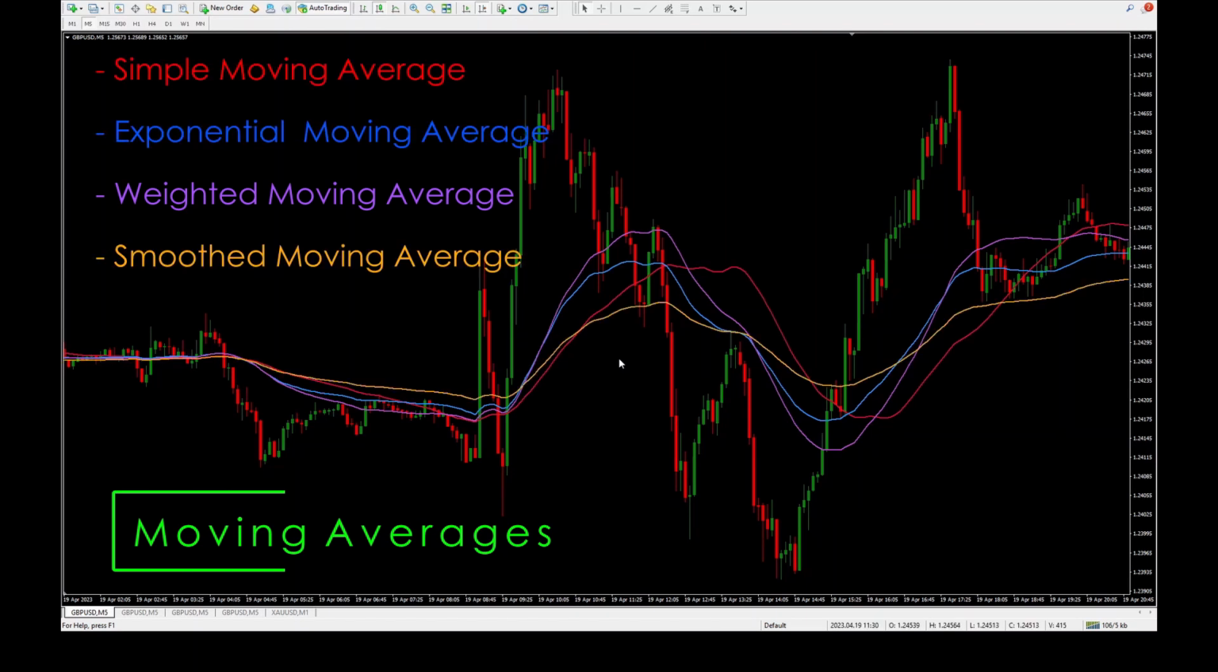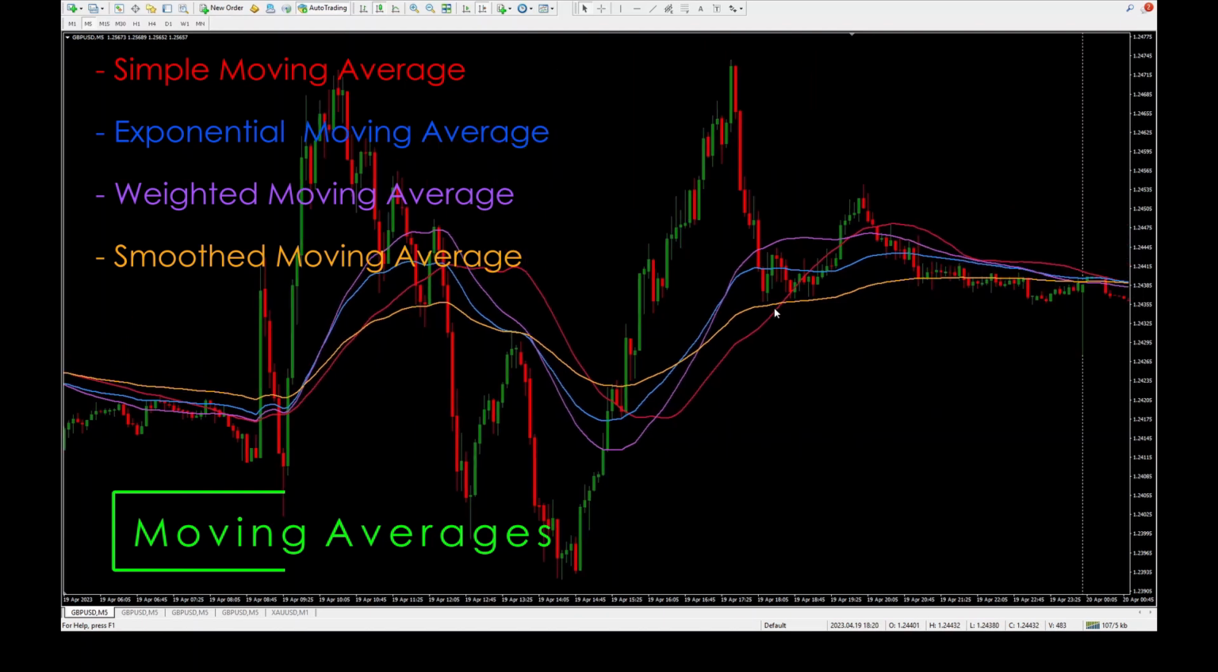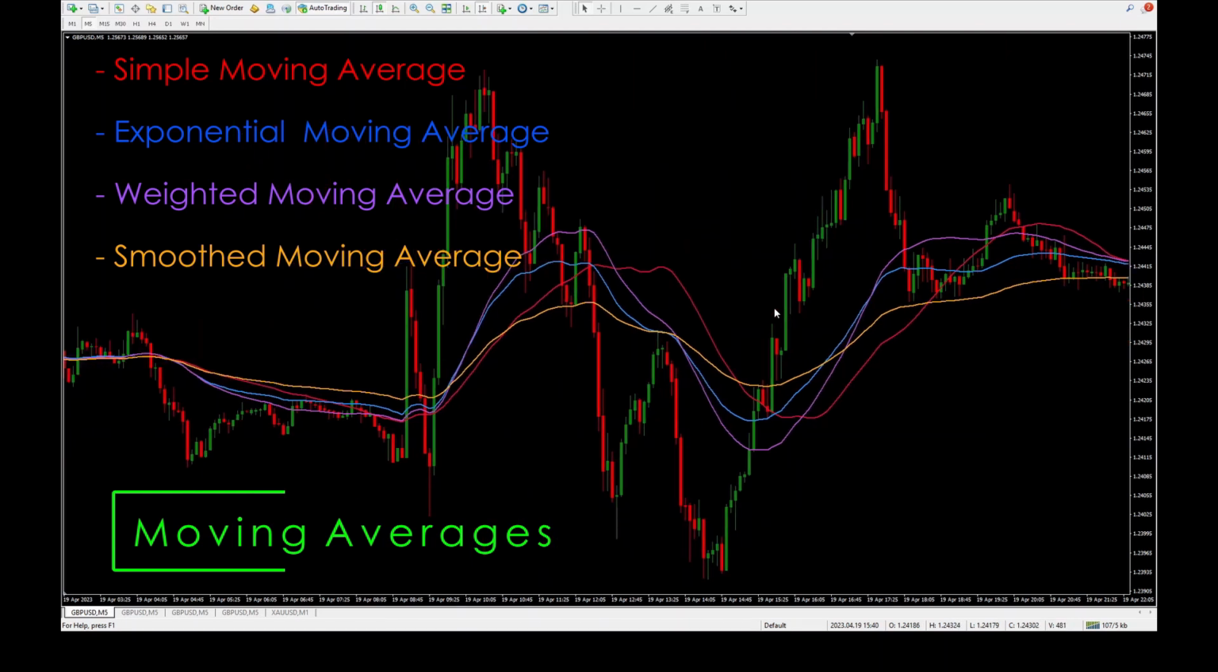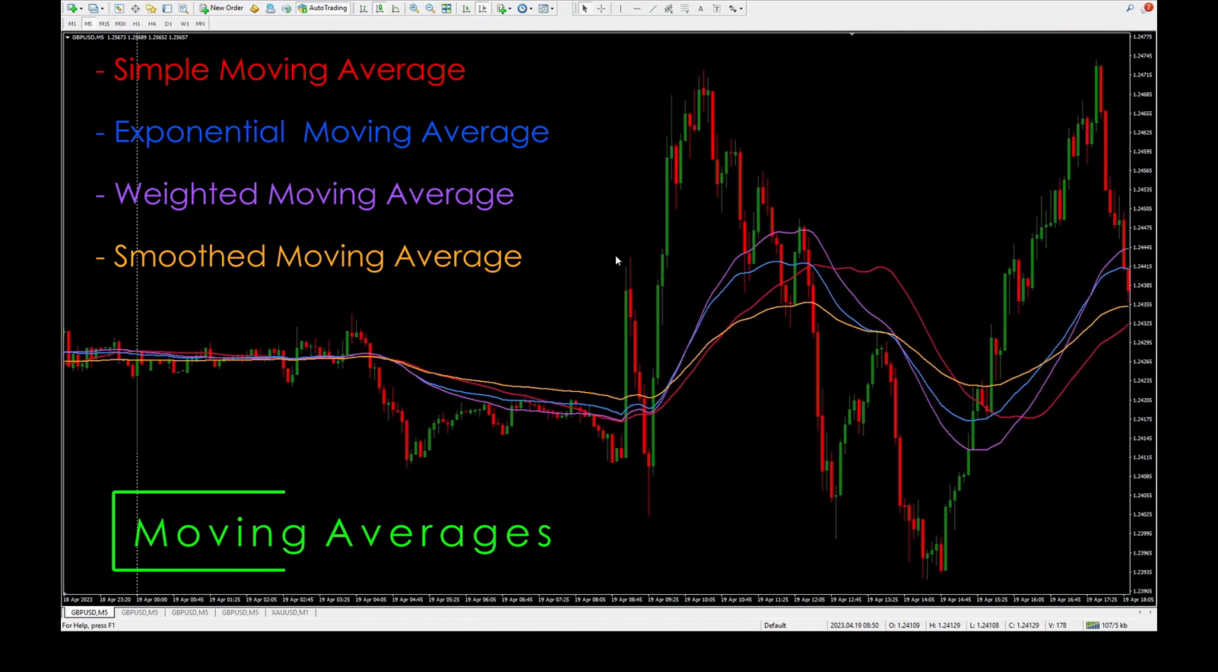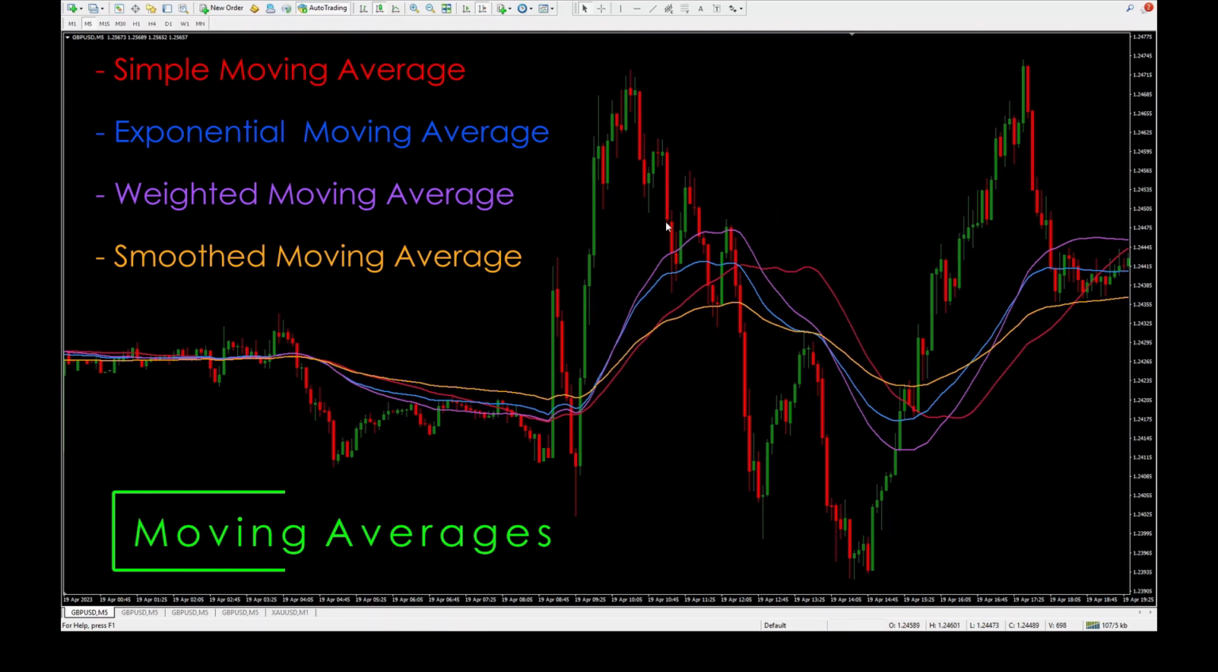Traders often use a combination of these moving averages in their trading strategies to take advantage of their individual strengths and smooth out any weaknesses. It's important to understand the differences between each type of moving average and choose the one that best suits your trading style and market conditions.